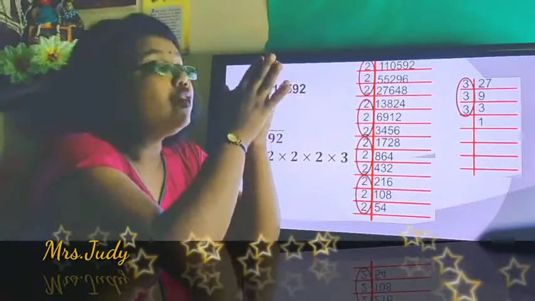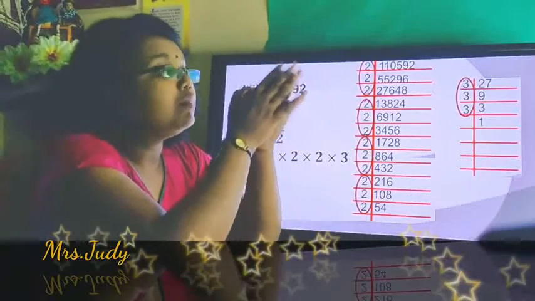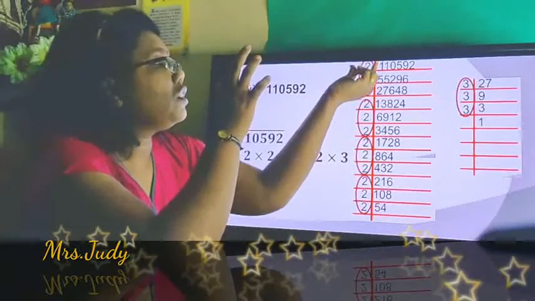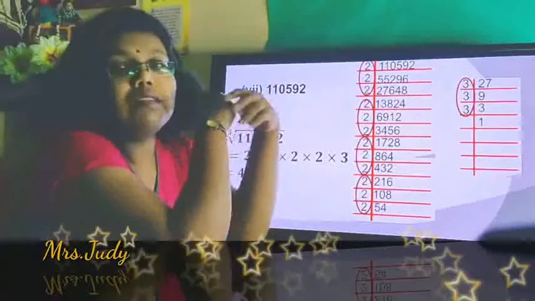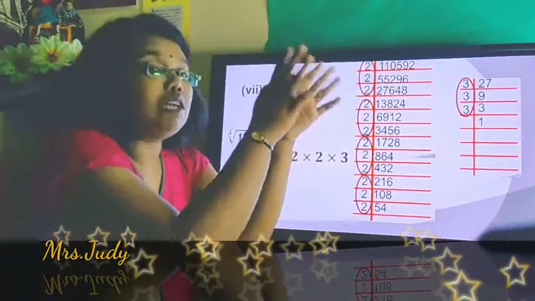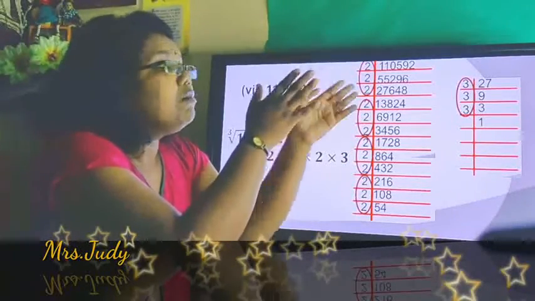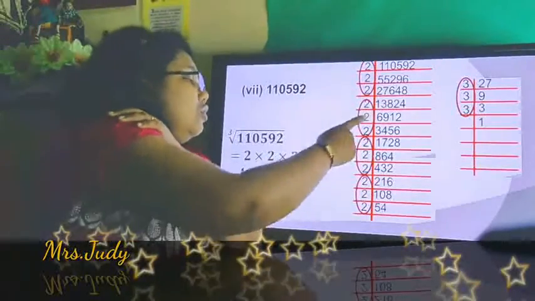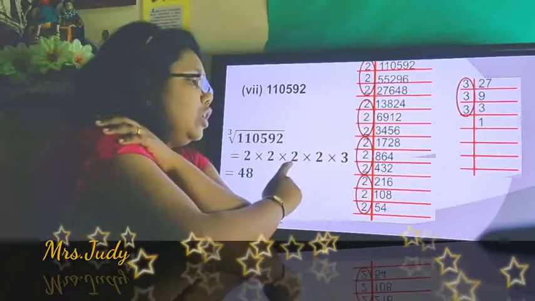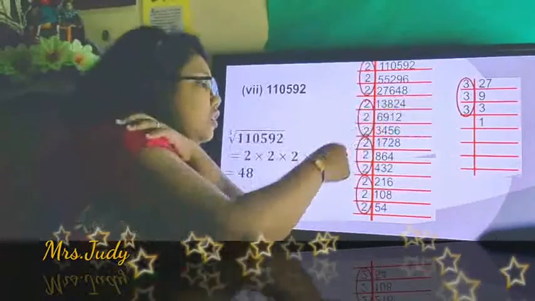Now next, to find the cube root, we make groups of 3. Groups of 3 means 3 here, then 3 more, then 3, then 3, and then 3. The same numbers have to be grouped in 3s. Alright, and from each group we take 1. So out of this group we take 1, out of this group we take 1, out of this group we took 1, this 1 and that 1.